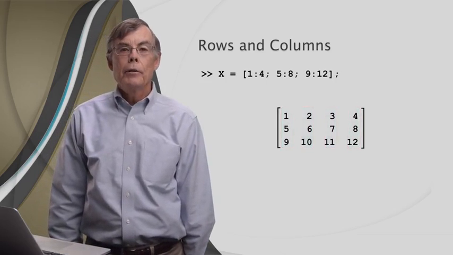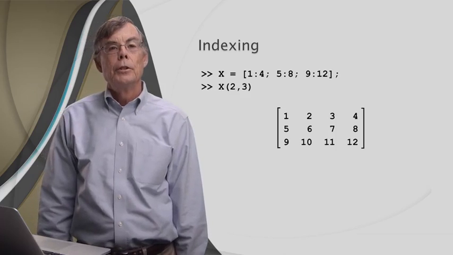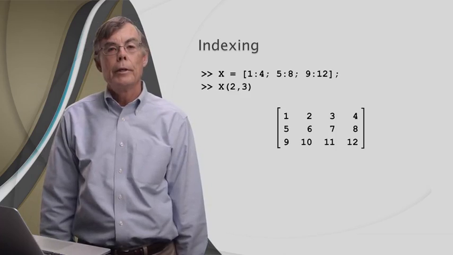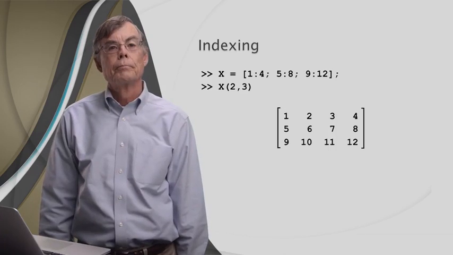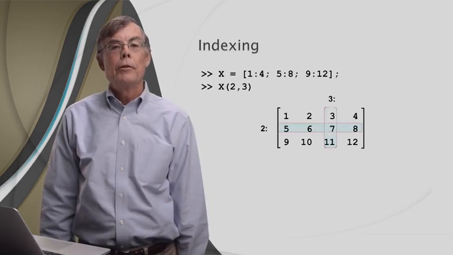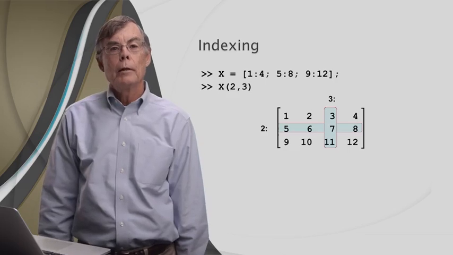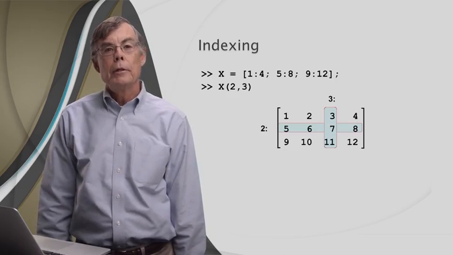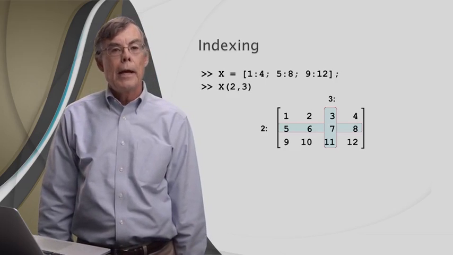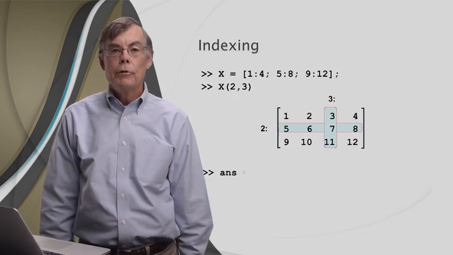So how do you look at just the element on the second row and the third column? You give the command x, left parenthesis, 2, comma, 3, right parenthesis. The 2 is the row index, and the 3 is the column index. As always, the row comes before the column. Together, the two indices, 2 and 3, in parentheses and separated by commas, tell MATLAB which element you want to see. And it shows it to you.